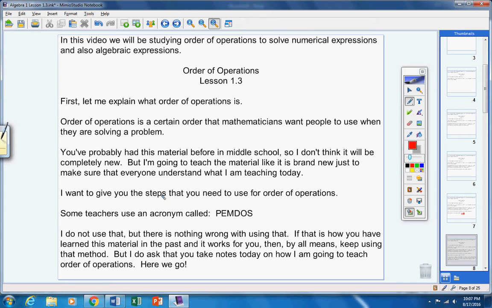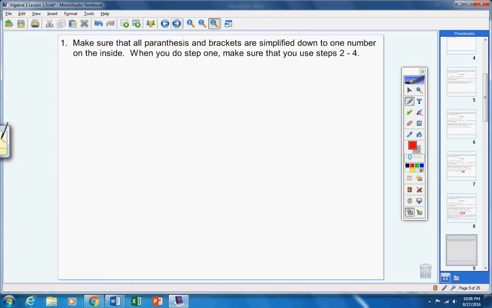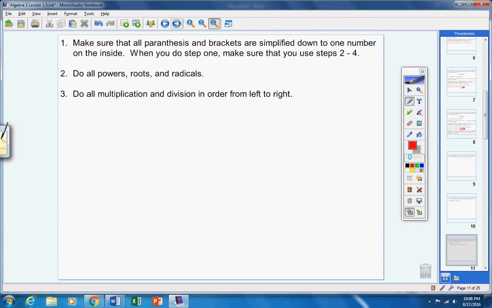I do not use that method, but there's nothing wrong with that. If you are used to PEMDAS, and that's how you've learned the material in the past, and it works for you, then by all means, feel free to keep using that method, but I do ask that you take notes today on how I'm going to teach order of operations. You might like it better and you might not, but at least take notes. And then feel free to use whatever method you want to use, okay? Alright, here we go. Copy these 4 steps down, please, if you would.